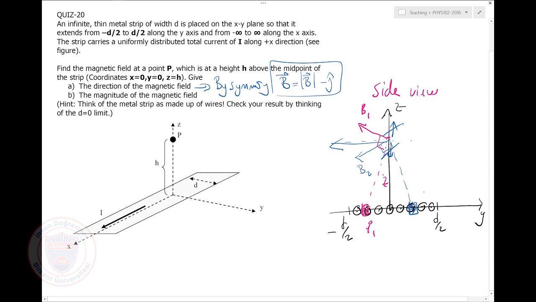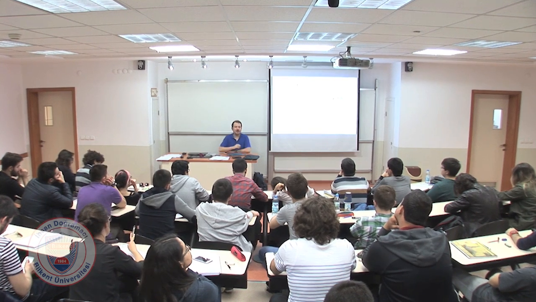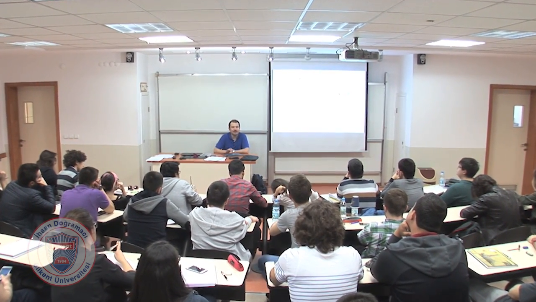And maybe a simpler way would be the following. What would happen if d was going to 0? All this strip going down to a single wire. I would put my hand onto the origin, and I would exactly find the magnetic field which is in the negative y direction. That would also be an easy way to think about it. All right? Good. Now, finding the direction was easy.